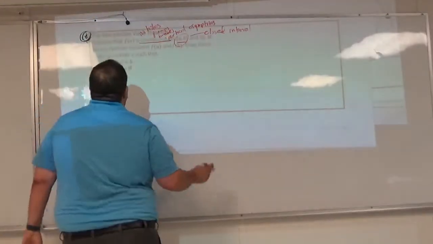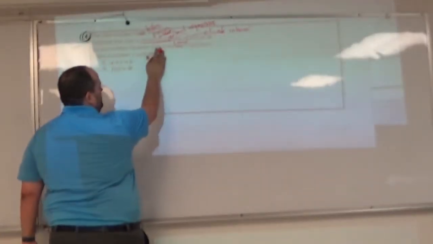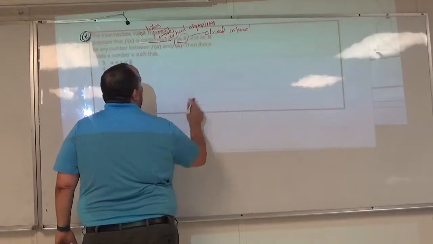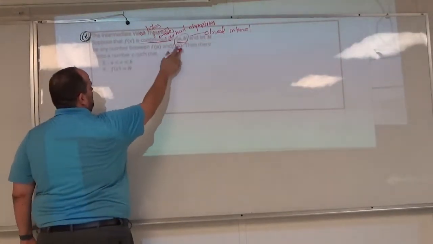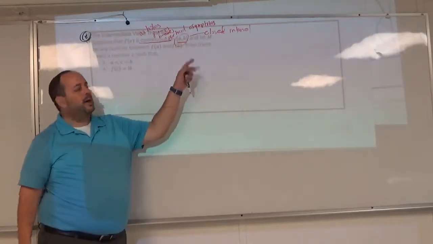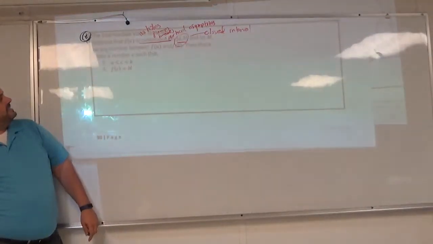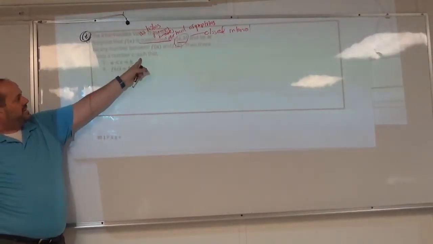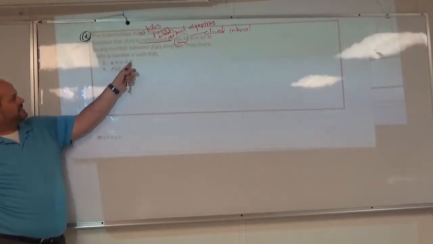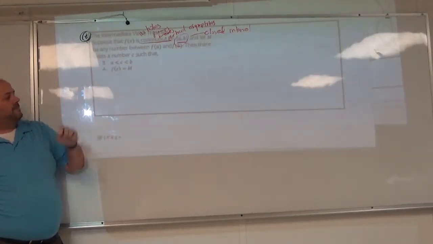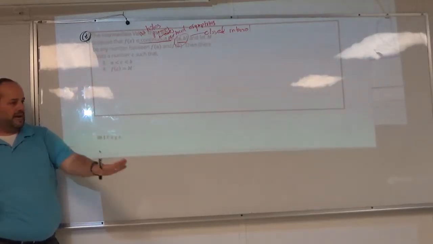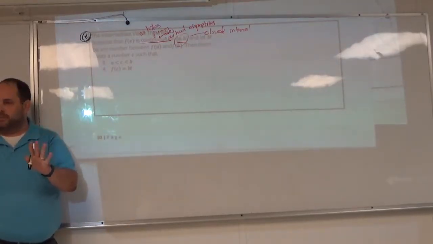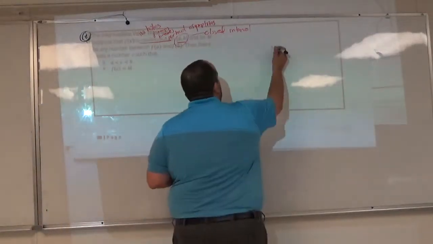Absolutely brilliant. So if I have a continuous function on this closed interval, and M, we're going to talk about M, is any number between f of A and f of B, then the IVT says there exists a number C such that A is less than C is less than B, and f of C is equal to M. If that makes no sense right now, stay with me. Let's draw a picture.